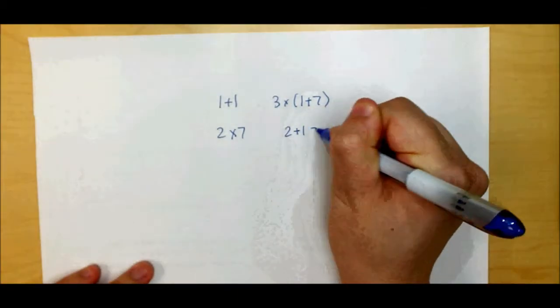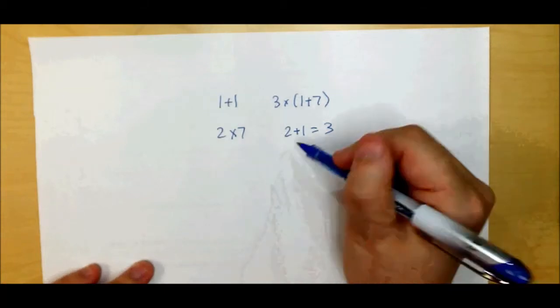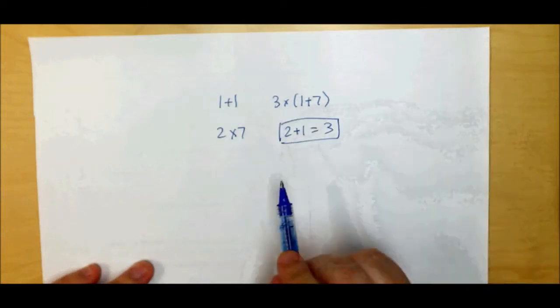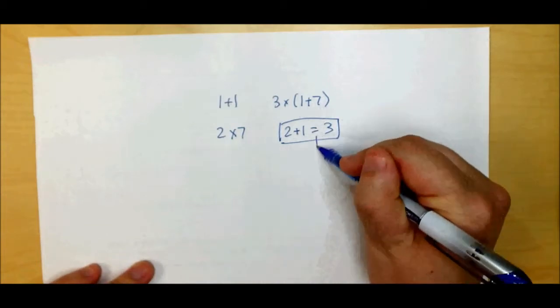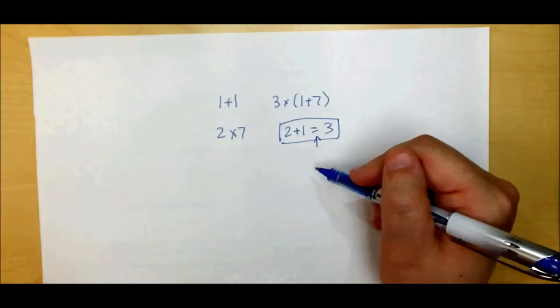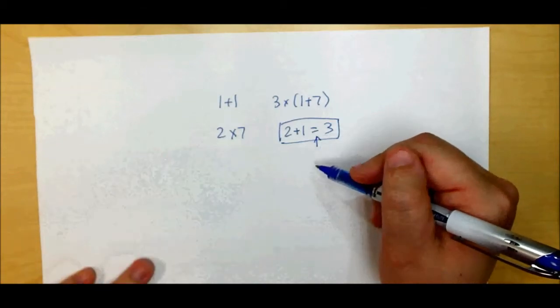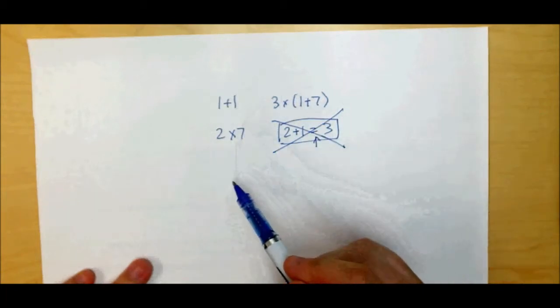2 plus 1 equals 3 is not an expression. This is an equation, which we'll talk about later. It's called an equation because it has an equal sign. An equation and equal come from the same word. So, this is not an expression. These are expressions. And we're going to talk about expressions today.